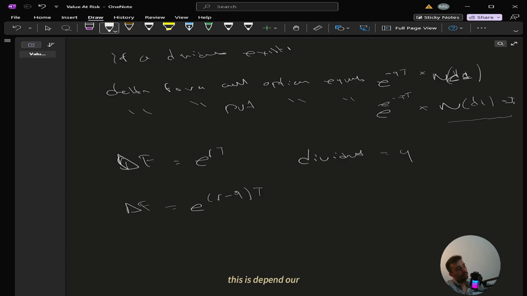This depends on our dividend, because the stock price will change with the dividend and we need to have an adjusted price. So the formula must be changed. With dividend yield Q, the delta futures formula changes with the adjusted price here.